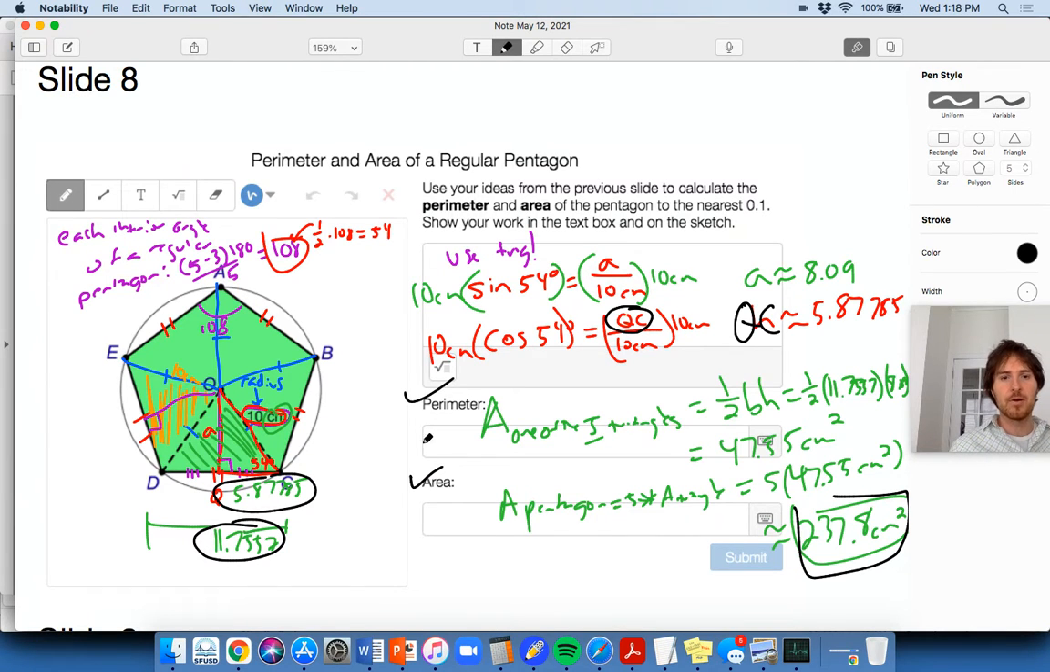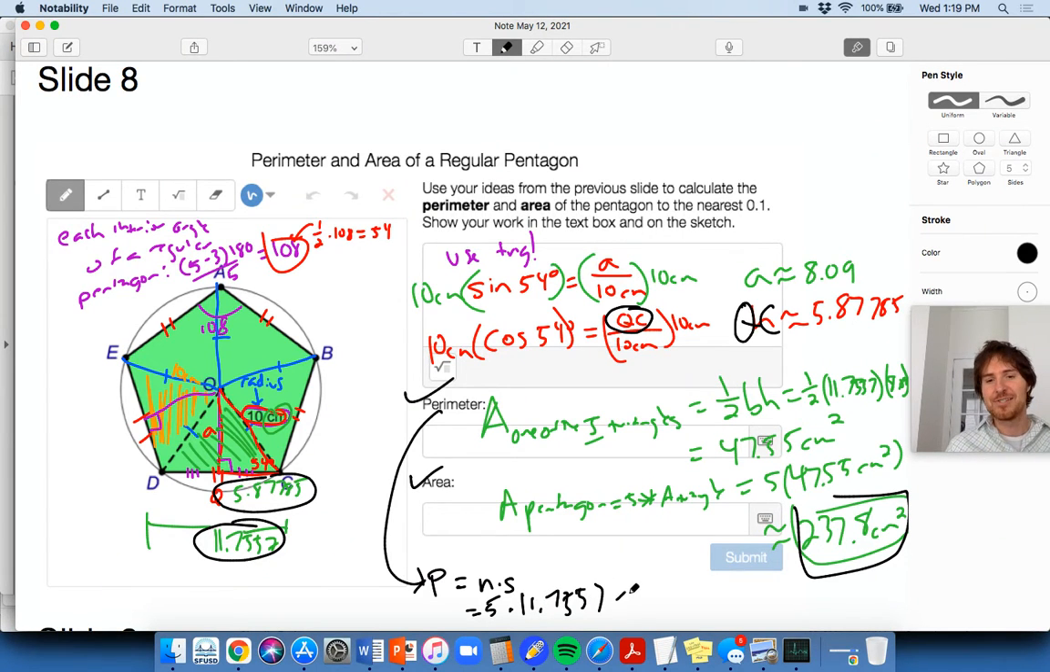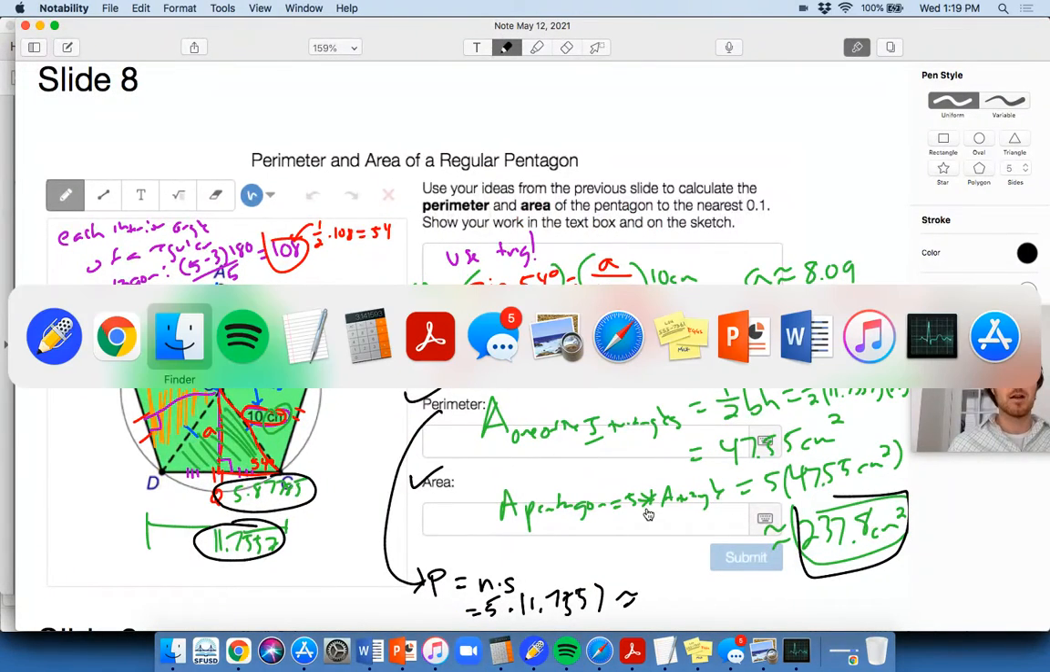So to get my perimeter, there's a formula for that, but I don't need it here. Perimeter equals n times s. Number of sides for this particular situation is what? 5. N is the number of sides, and s is side length. Sorry about that. So number of sides is 5. Side length here was 11.7557. Round to the nearest decimal, and I think we'll be fine for that here.